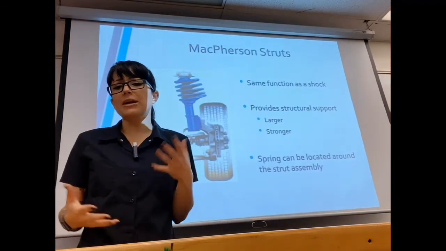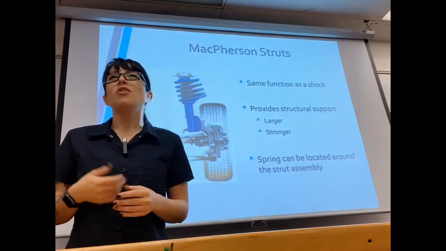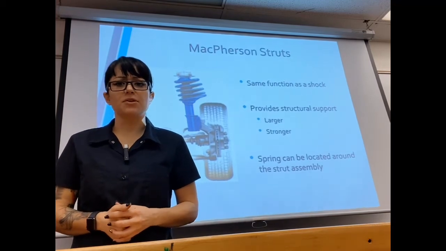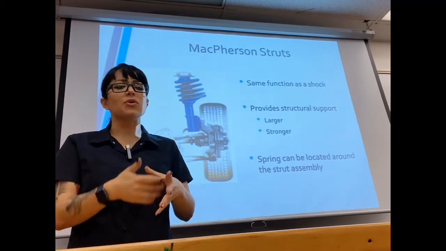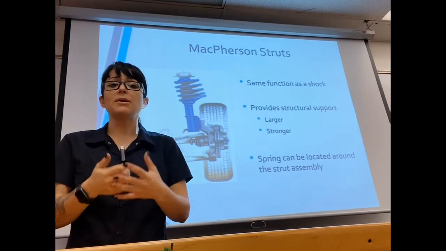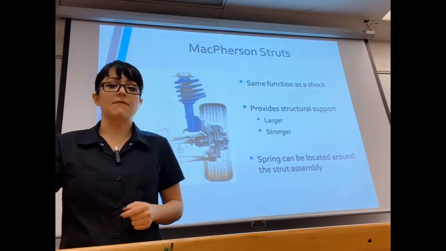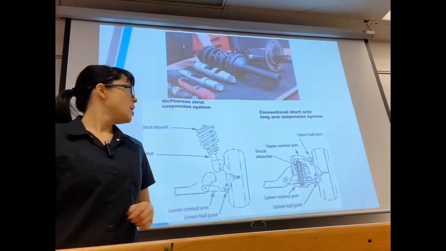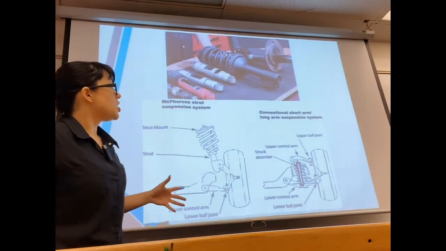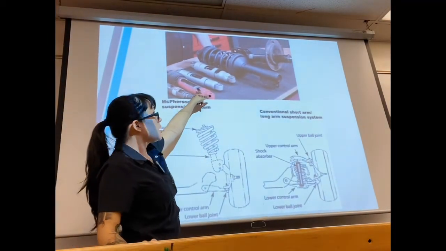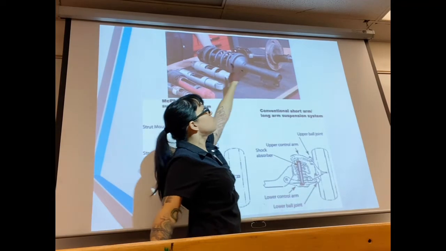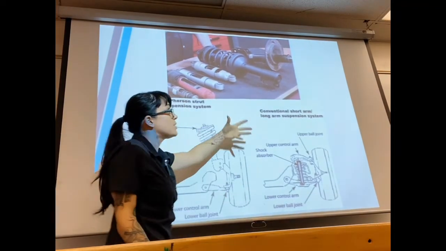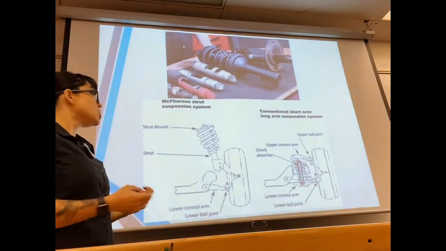Like I said, the spring may or may not be mounted on it. Ford uses a design where they have McPherson struts that don't have a spring on it, but I will say 90% of the time, your McPherson struts do usually have a spring located on them. Here's a picture of both. So I've got some shock absorbers here on the left and then a McPherson strut on the right. So you can see physically they do look different.